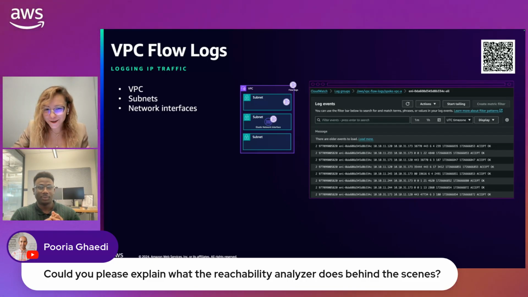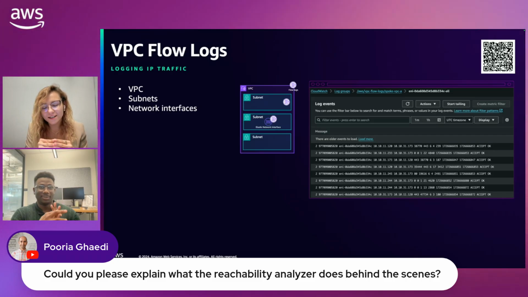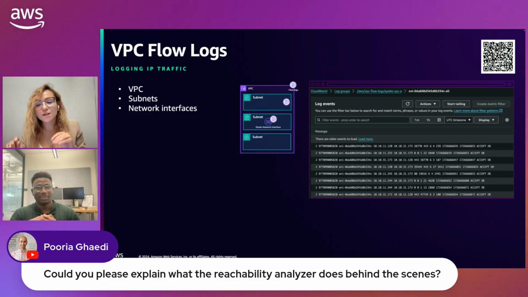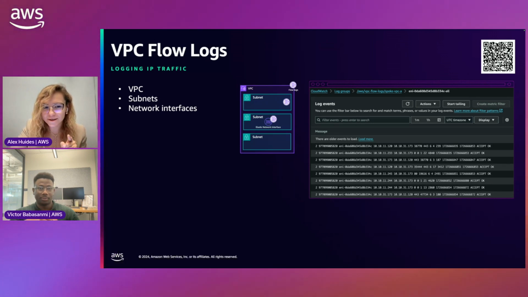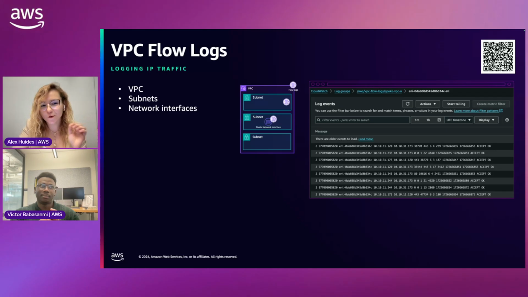Now, as you're waiting for that session where we're going to dive a bit deeper, reachability analyzer actually analyzes your configuration and figures out if reachability should be possible based on that configuration. So stick around. In 2 episodes from now, we're going to be talking about reachability analyzer and network access analyzer and diving deeper into it. Reachability analyzer, yes, super useful. Read a bit about it if you haven't gotten the chance to do that so far.